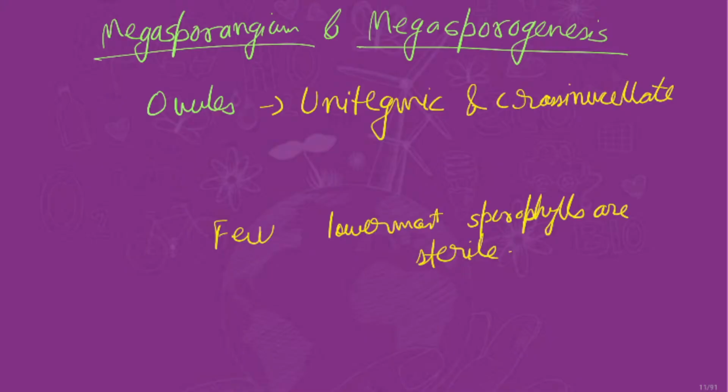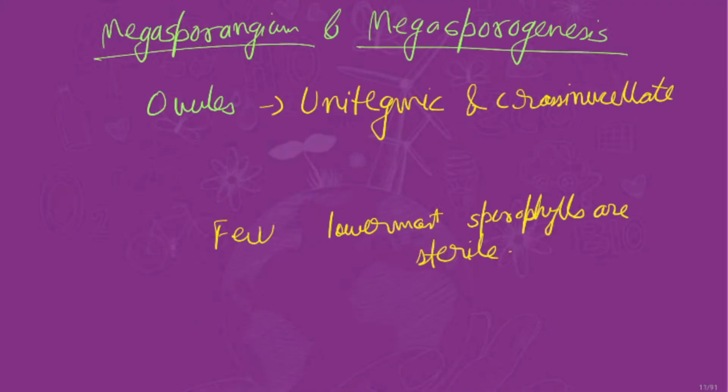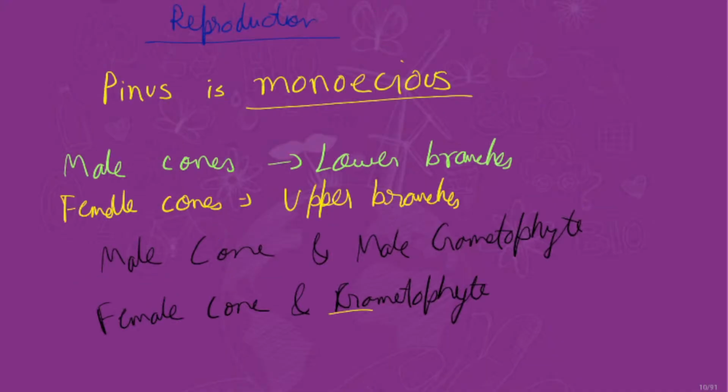Longitudinal structure of male cone. It shows a cone axis bearing microsporophylls. The cone axis is centrally located. Microsporophylls are spirally arranged. These are scaly, triangular, and expanded. It is attached to the cone axis by a stalk-like base.